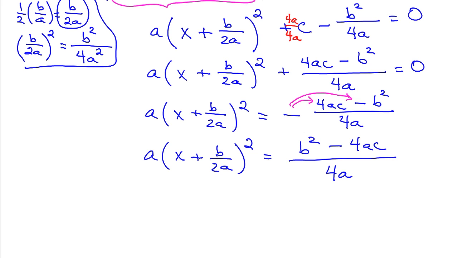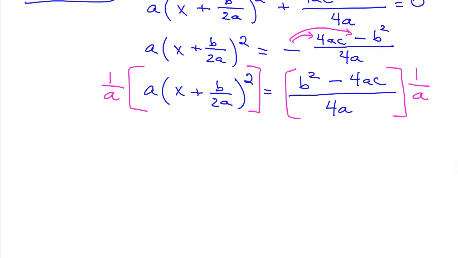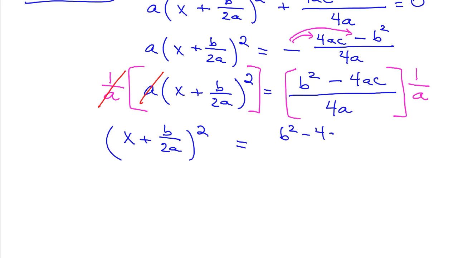Next, we need to get rid of the a as the lead coefficient. So we do the same trick as before. We multiply by the reciprocal of the lead coefficient, 1 over a. I can do that because I know that a is not 0, because otherwise it wouldn't be a quadratic. On the left side, that cancels out the a's, and it leaves us with the following. X plus b over 2a squared is equal to b squared minus 4ac over 4a squared. These two a's multiplied together.